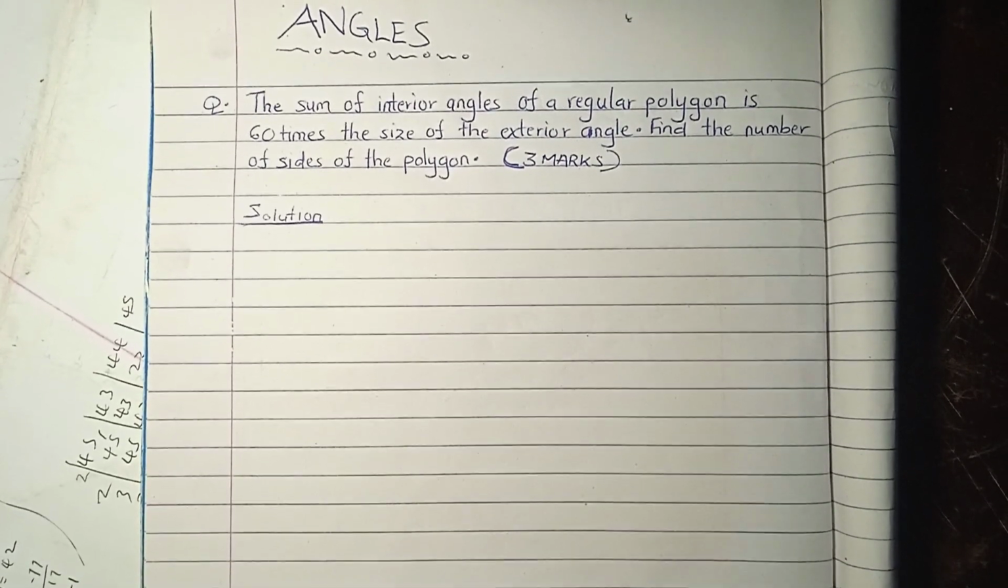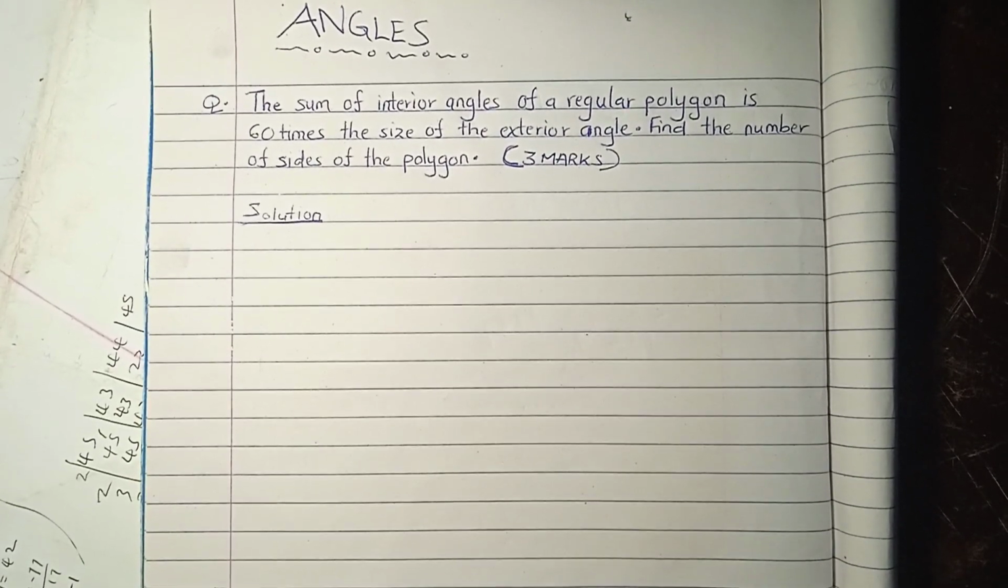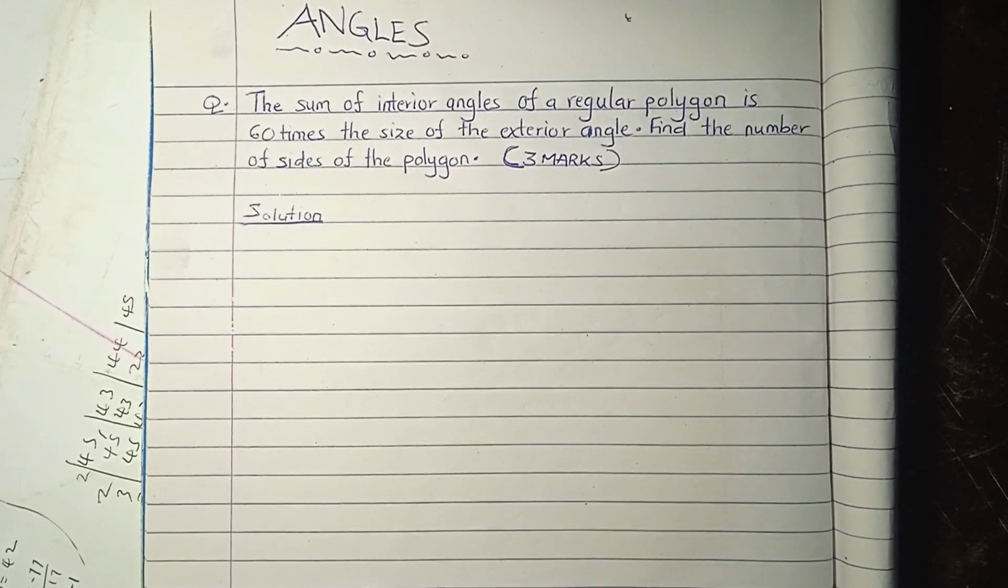The sum of interior angles of a regular polygon is 60 times the size of the exterior angle. Find the number of sides of the polygon. So this is a question on polygons, and it also concerns angles. Before you answer such kind of a question, you have to make sure you know the two basic formulas.